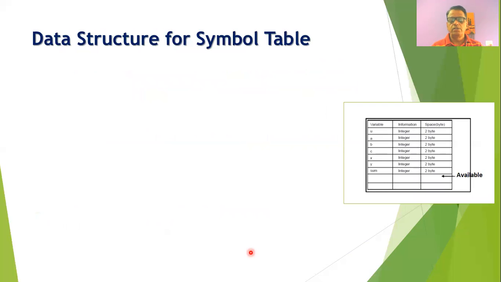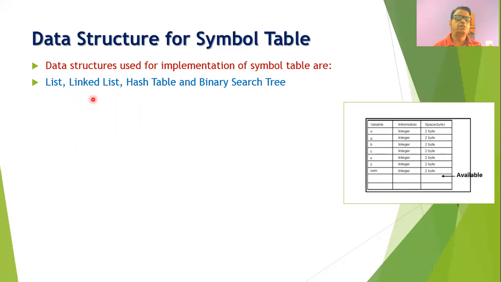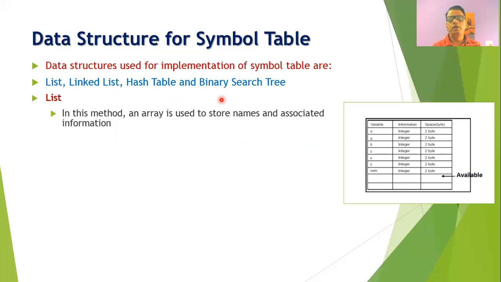Now let us go for understanding what are the different data structures that are being used for the construction of the symbol table. So these are the different data structures that are used for the construction of the symbol table. The first one is called the list. The second one is called the linked list. The third one is the hash table. And the fourth one is the binary search tree. List is the very common data structure, the easiest data structure that can be used for the construction of the symbol table. So list, you can say it is an array, and this array is being used to store the names and their associated information.